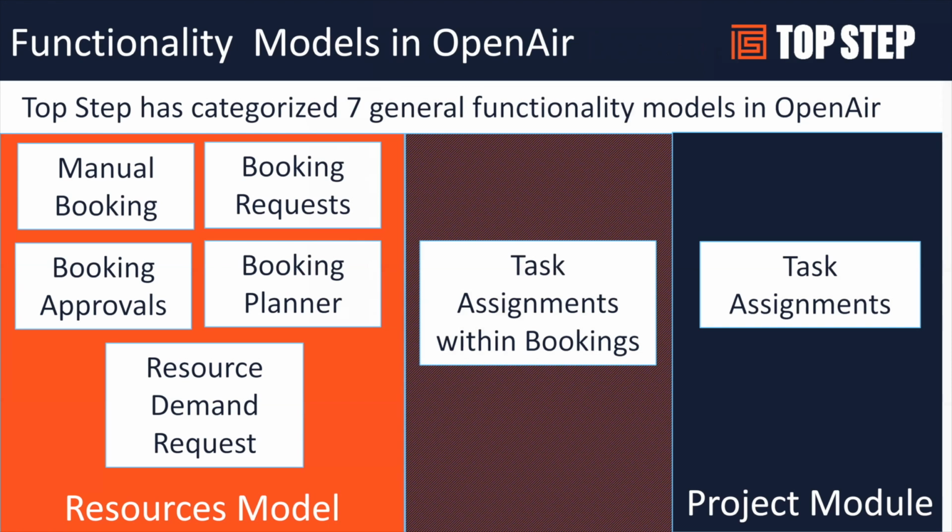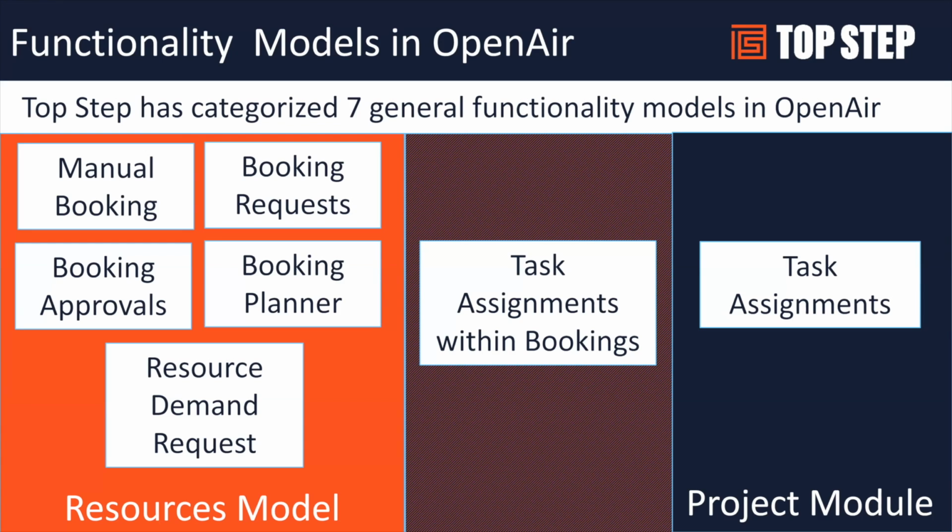So we've kind of categorized these in different buckets. Obviously, the key module within OpenAir is the resource module. And the resource module is where you get the functionality that most customers are using for managing the resourcing. And then within the resource module, there are several different views and approaches and tools that you can turn on or off to support, whether it's a centralized model or a decentralized model.